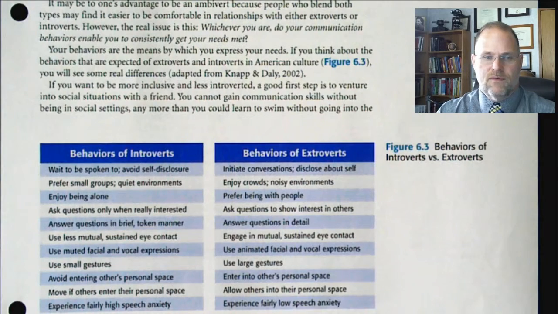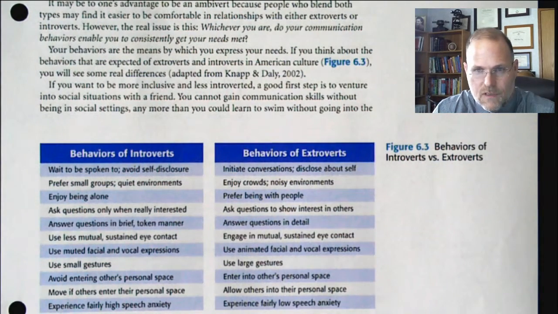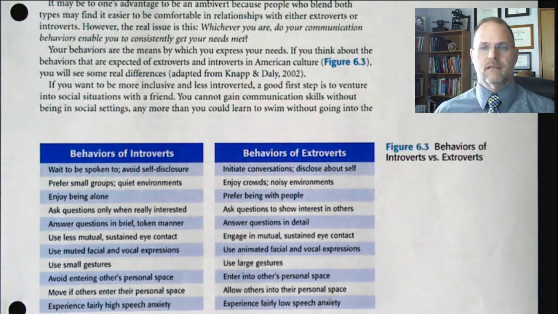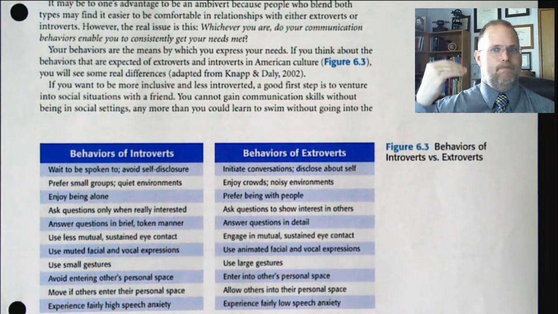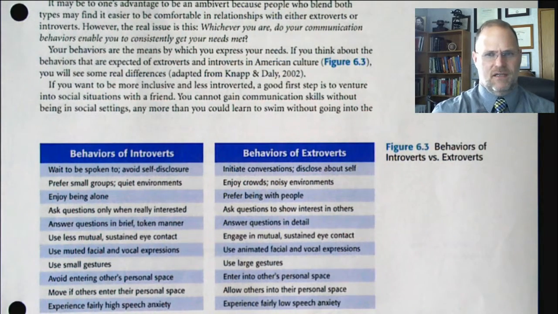Introverts use less mutual sustained eye contact and use muted facial and vocal expressions. Again, this is that quiet, shoulders hunched down, eyes averted, looking down kind of talking person, and the extrovert's the one that stands up with their shoulders back, meets a person's eye contact, sticks their hand out, shakes hands vigorously, that kind of person. Those are the biggest differences between them.